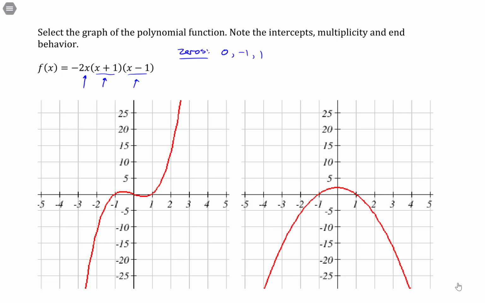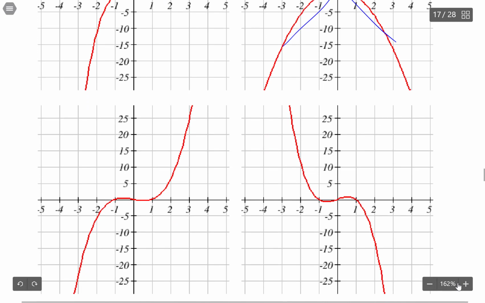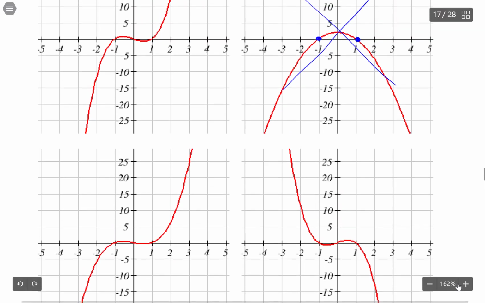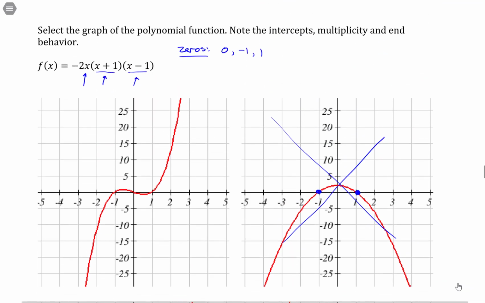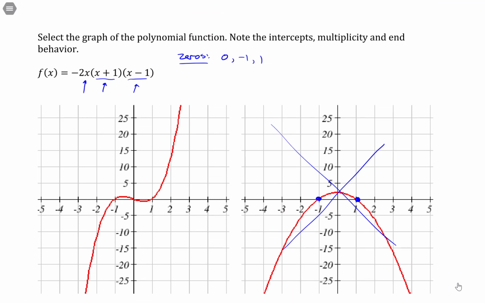So I can go ahead and eliminate any graphs here that don't have 3 zeros. For instance, this graph only has zeros at 2 places, so therefore it can't be the graph that we're looking for. And the rest of these have zeros at 3 places, so we will look at other aspects.